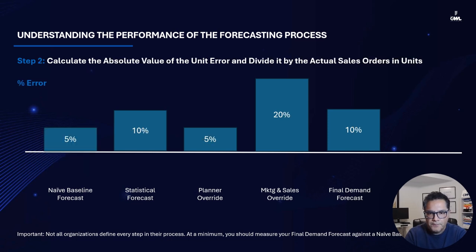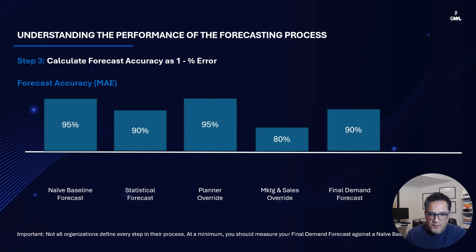The second step in the calculation of forecast value add is to calculate the absolute value of the unit error and divide it by the actual sales orders in units. So the percentage error is the ones that you see here. You take the absolute value of the unit error that we calculated in the previous slide, and then divide it by the actual sales orders, in this example 100. That's why it gives you 5%, 10%, 5%, 20%, and 10%. Those are the errors that each of the steps in the process created as compared to the final orders that we received.